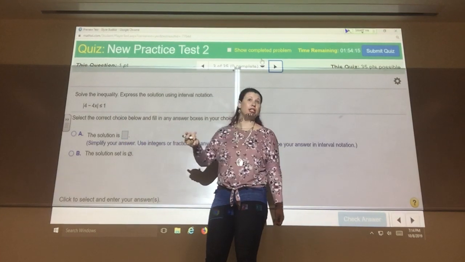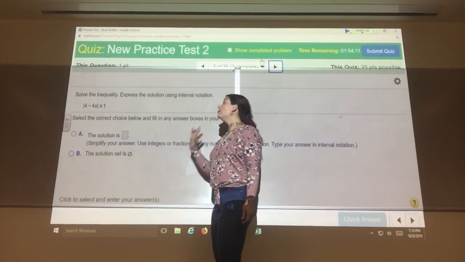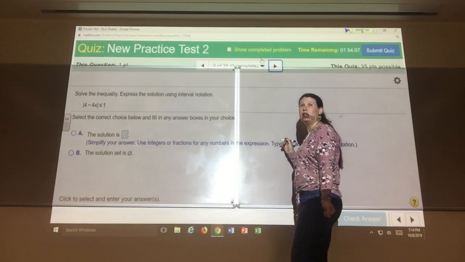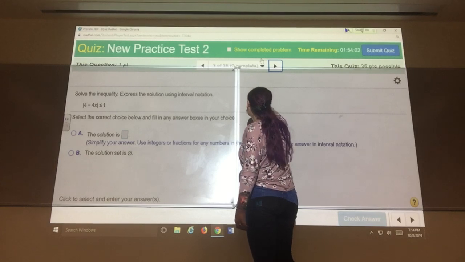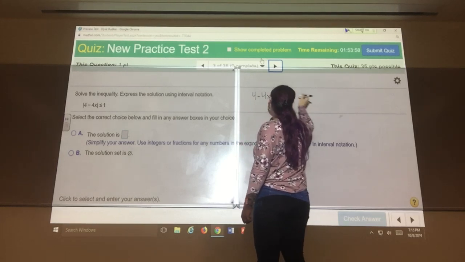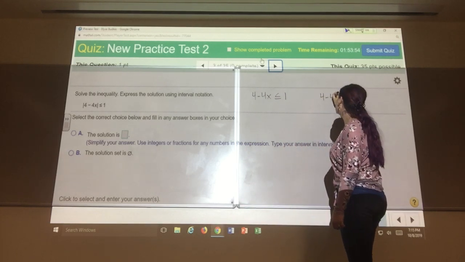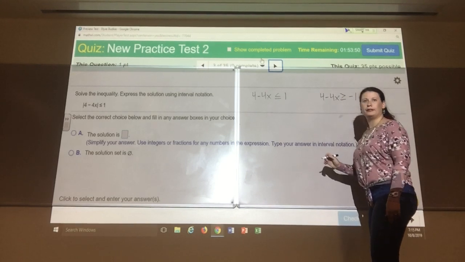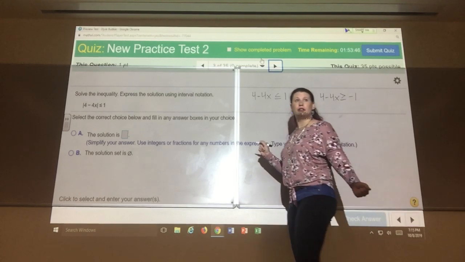Okay, so we said we have to make sure the absolute value is on its own, right? So can an absolute value be less than or equal to 1? Is that possible? Yes. If it was -1, no, right? That'd be an automatic no solution. But it's +1, so we can go ahead and solve, right? How do we set this up? 4 minus 4x less than or equal to 1, and 4 minus 4x greater than or equal to -1. Yep. Okay. And then we solve, right?